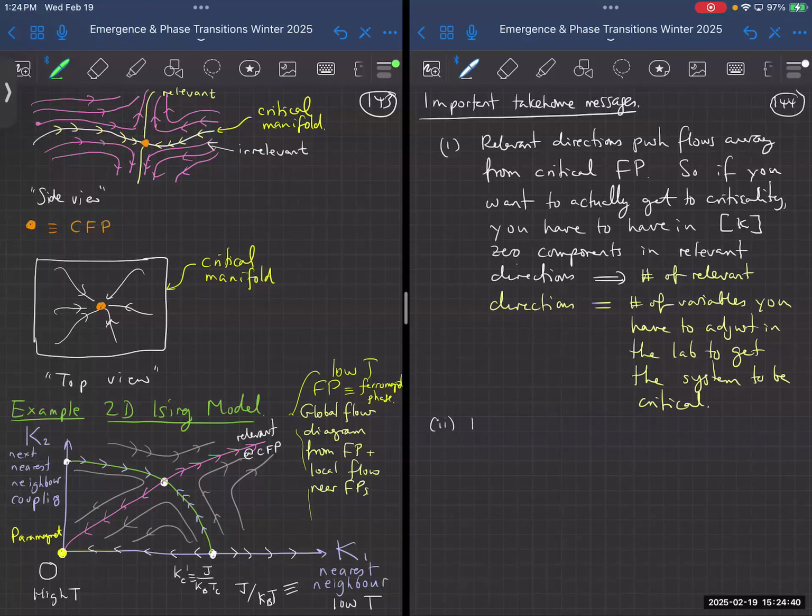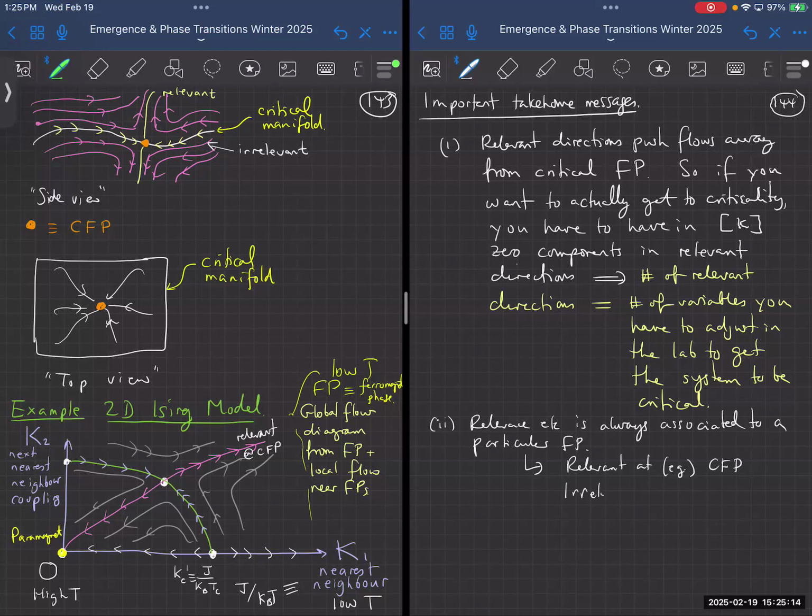So two, relevance, etc., is always associated to a particular fixed point. You have to say which fixed point you're talking about. And what that means is that something that is relevant at, for example, the critical fixed point might be irrelevant at, e.g., the paramagnetic fixed point.